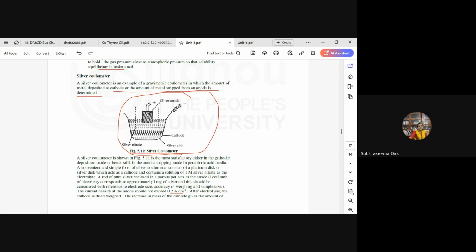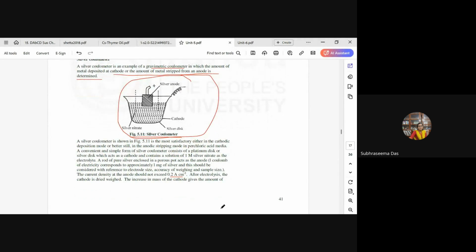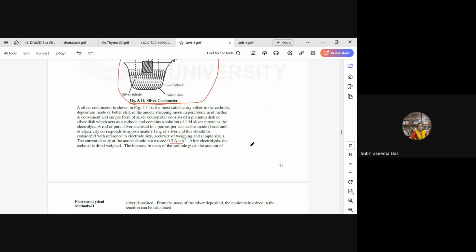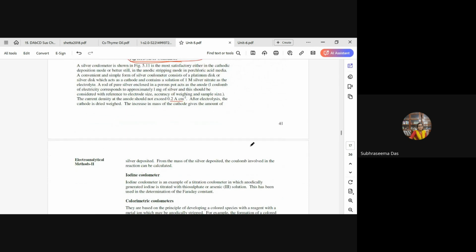Okay, so we were discussing this silver electrode. We were talking about the current density. It should not exceed 0.2 ampere per centimeter square. After electrolysis, the cathode should be taken out and dried. The increase in the mass of the cathode gives the amount of silver that is deposited.